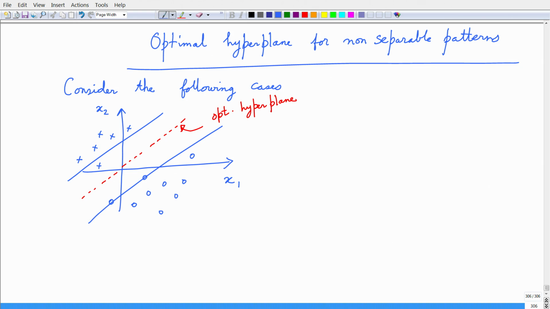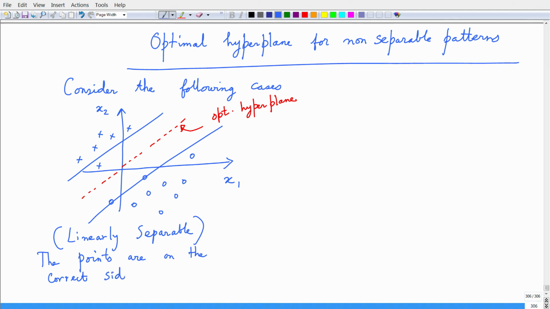So, this is clearly linearly separable, and the points are on the right side of the decision surface. The points are on the correct side of the decision boundary.